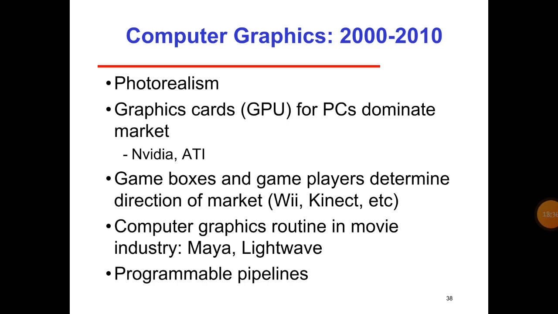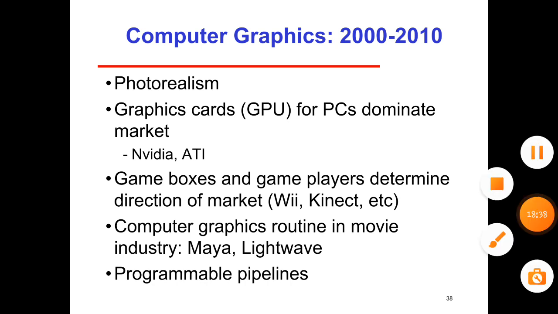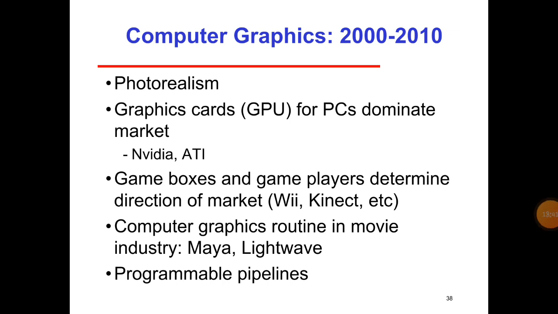Computer graphics, 2010. Photorealism. Graphics cards, GPUs for PCs dominate the market, NVIDIA, ATI. Game boxes and game players determine the direction of the market: Wii, Kinect, etc. Computer graphics routine in the movie industry, Maya, LightWave. Programmable pipelines.